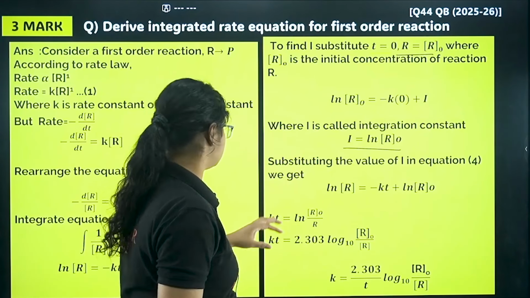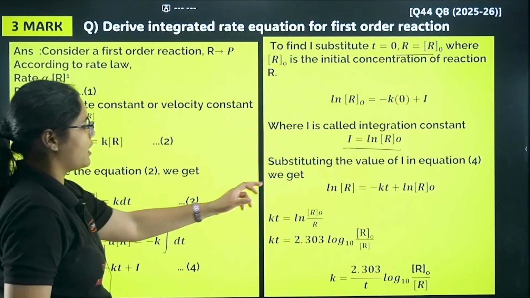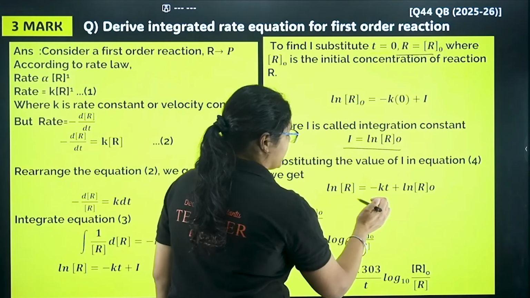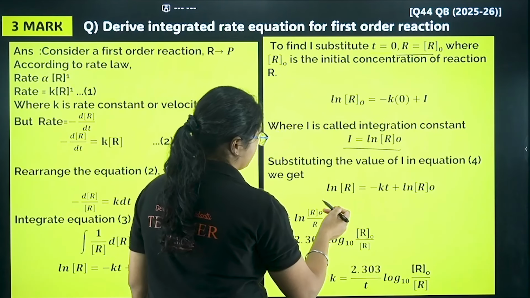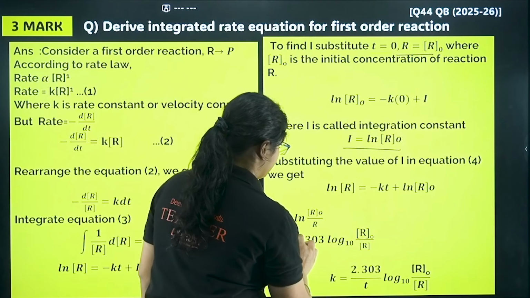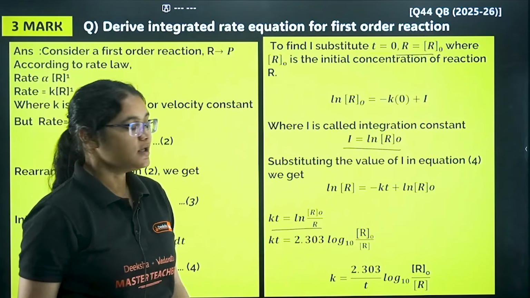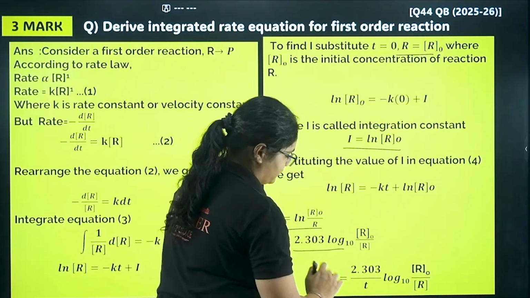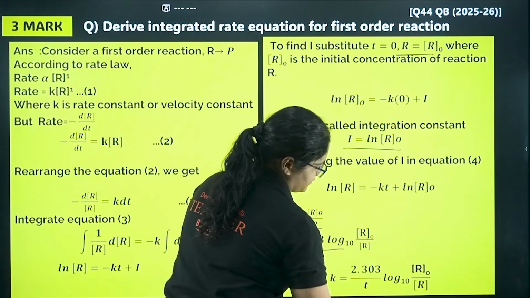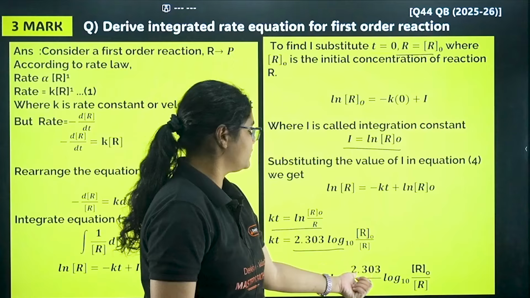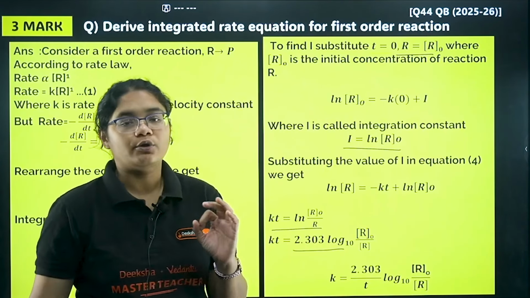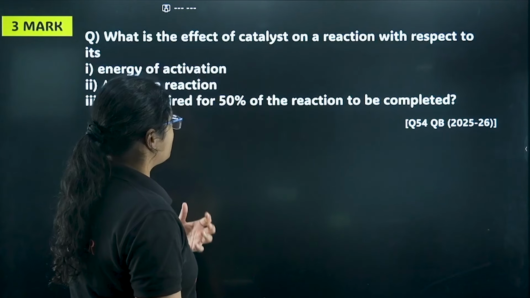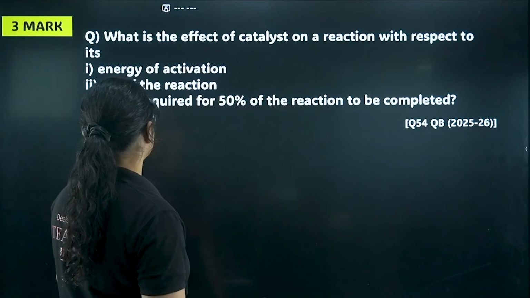Clear? Now you can substitute this in the equation. Ln of R is equal to minus kt plus ln of R naught. Now I will take kt to one side and this one to the other side, and you will get kt is equal to ln of R naught by R. Now to remove the ln, you can multiply by 2.303 log 10 of R naught by R. Finally, you will get k equal to 2.303 by t log of R naught by R.